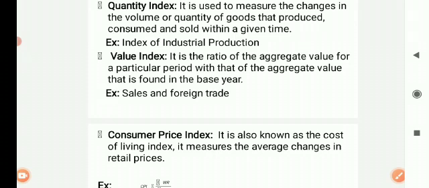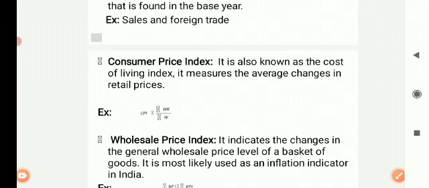Take the example of sales and foreign trade. Sales means how much goods we sold in earlier time and how much goods now we are selling in the market at present, and what was the foreign trade ratio in earlier time and what is at present. So with the help of value, or market value, or final value of all goods and services, we are able to understand value index.